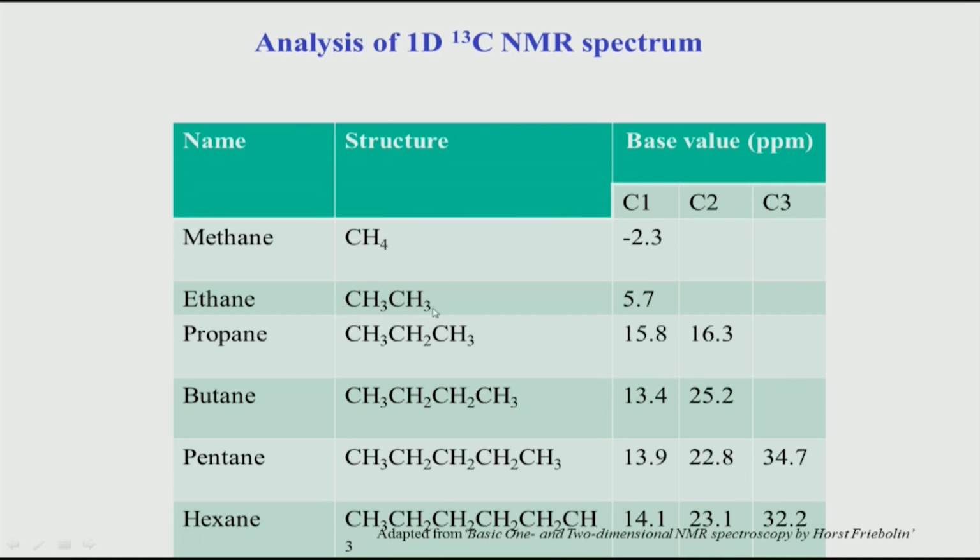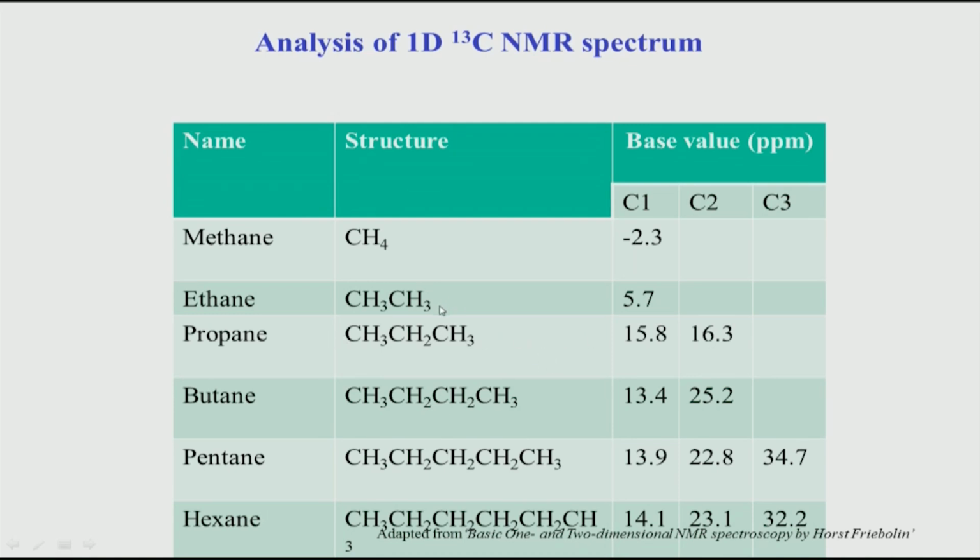So, suppose you have an ethane molecule. For ethane, for the C1 carbon, the base value is considered as 5.7. Now, look at propane. In propane, these two are C1 and the middle carbon is C2. If you are analyzing the chemical shift of the C1 carbon, you consider a base value of 15.8, but if you are considering the middle carbon, which is C2, then for that carbon you should start from a base value of 16.3 and then you keep adding based on the substitution wherever it is present, which we will see.